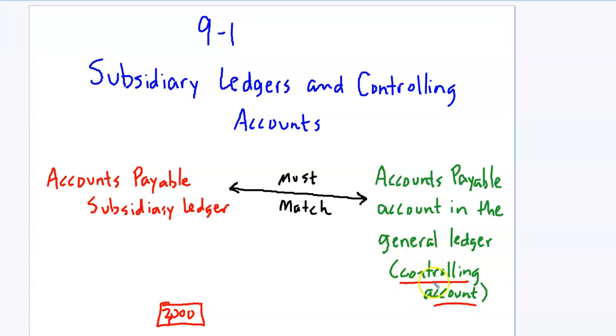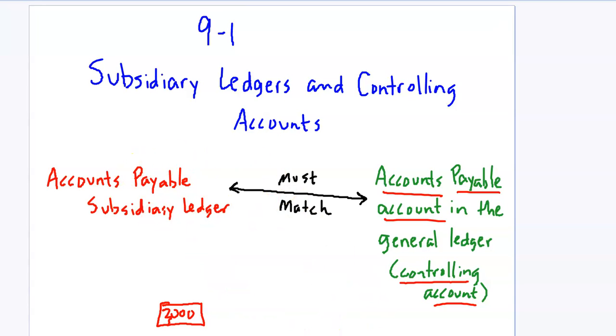So this is the one that we're going to take a look at and make sure that this accounts payable account should be in agreement. Okay, so we're going to just make sure that this subsidiary ledger matches this accounts payable account in the general ledger. So a couple of huge terms: subsidiary ledger, controlling account, 2 of the many terms that you're going to come across as you go through Chapter 9. Okay, so that's the big takeaway.